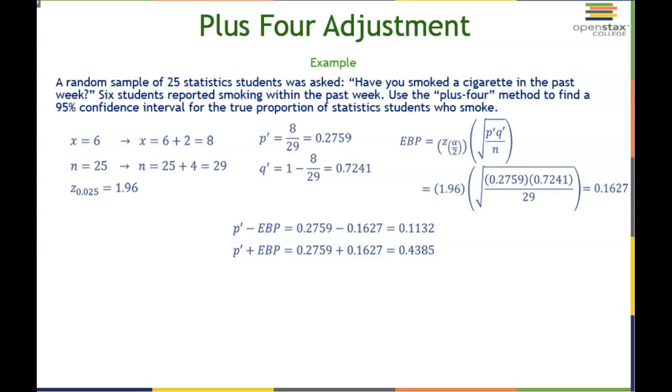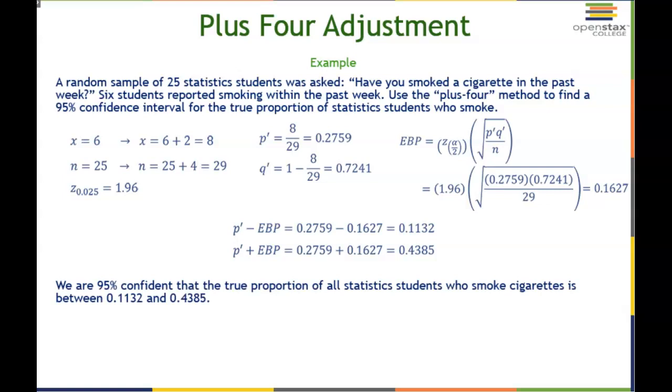Last step, let's interpret it. We are 95% confident that the true proportion of all statistics students who smoke cigarettes is, since I'm saying it verbally, between 11.3% and 43.9%. So if I was saying it verbally, I would probably change it over to percents. If I'm just writing it down on paper, I'll go ahead and leave it as decimals.